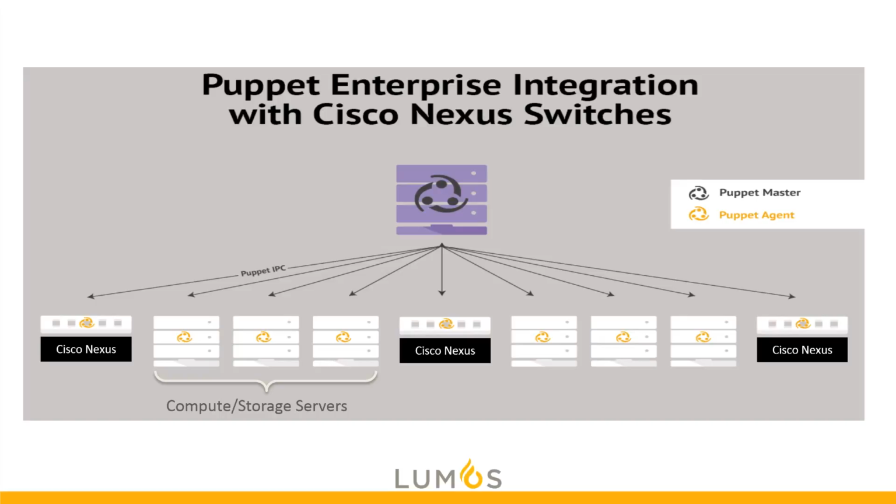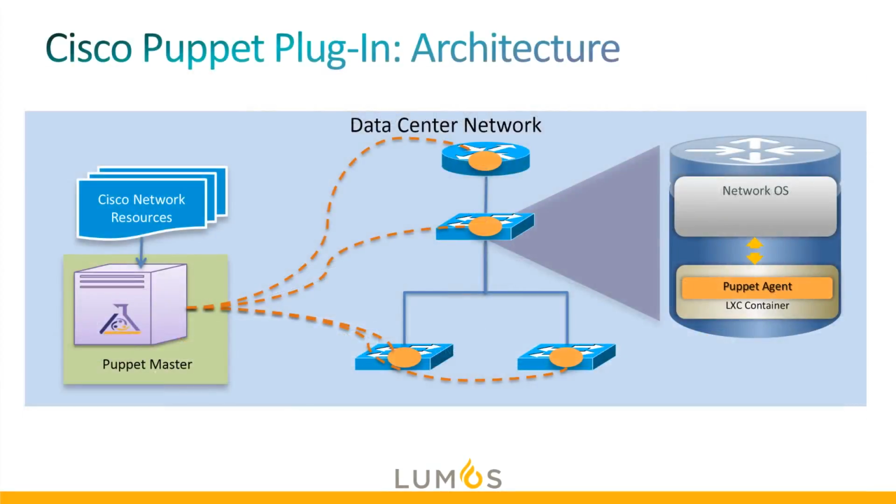However, when we're running in NXOS standalone mode, this is where we do have the ability to have this Puppet agent running alongside all the rest of our compute, storage, and VM type nodes, and able to have a Puppet master apply configuration. So we essentially have this plug-in architecture now within our data center network.